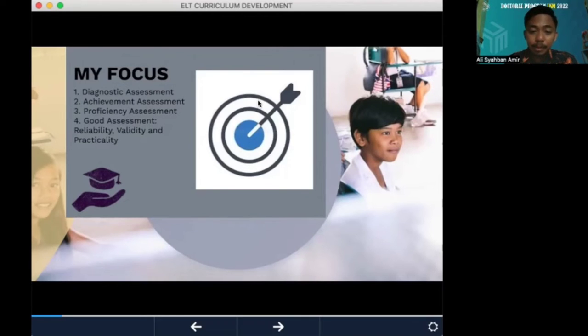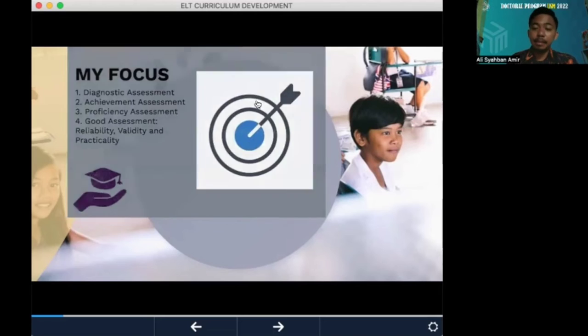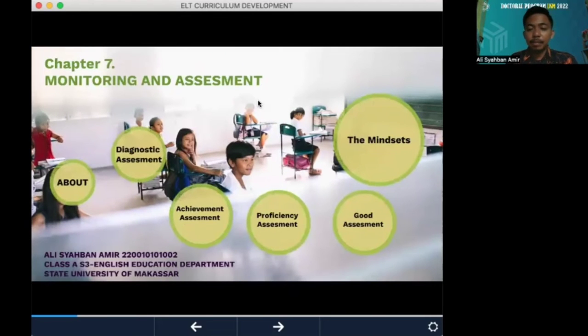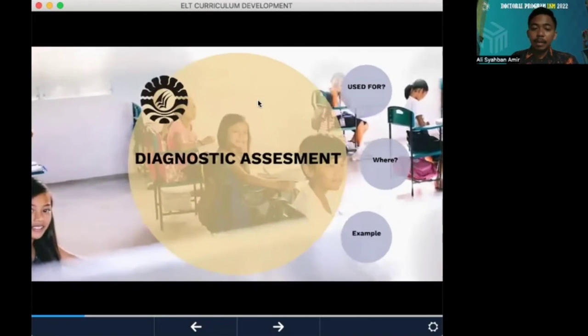And contain reliability, validity, and practicality. So let's move to the explanation of diagnostic assessment. Diagnostic assessment, what is it used for? This diagnostic assessment is usually used for what?